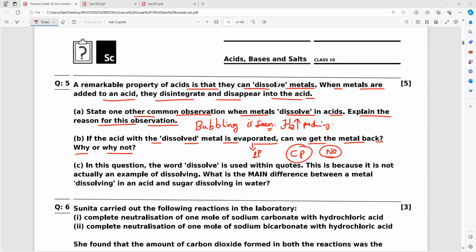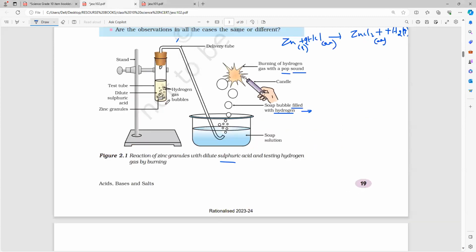And in the first question, there is another observation. Anybody tell me? If you touch the container, you will feel what? Hot. You will feel warm. What is the reason behind it? It is the exothermic reaction. So you'll feel warm because it is an exothermic reaction. That is what you have to remember.